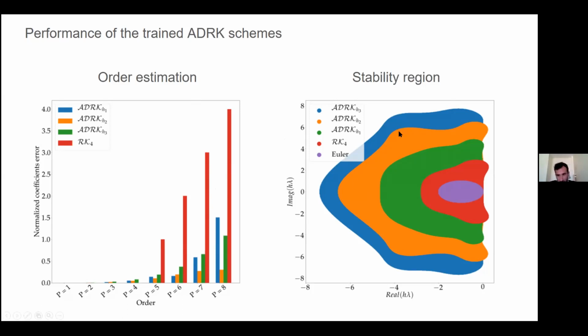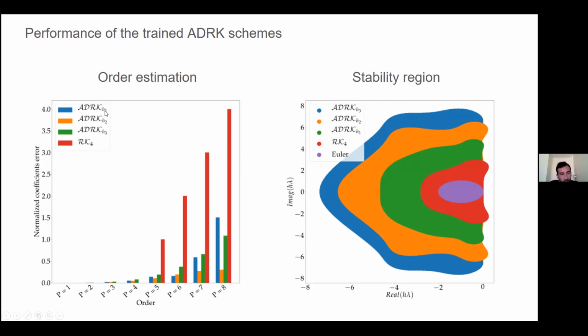This is in the stability region figure. And you see that, for example, when we move from H1, which is equal to 0.2, to H3, which is equal to 0.4, the integrated stability region increases. And this is with the same number of stages. All of them have 11 stages. And the order estimate is simply an evaluation of the order of the trained integration scheme.